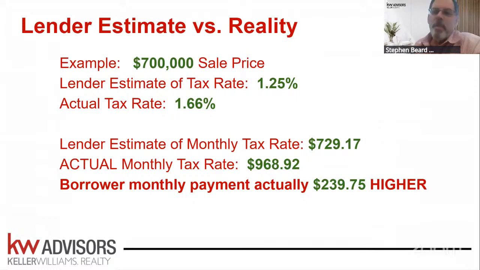That means your borrower has to come up with over $240 more per month. That may be a showstopper. They may not have that money. This happens before you get into contract, right? Once you get into contract, the lender will use the right numbers.